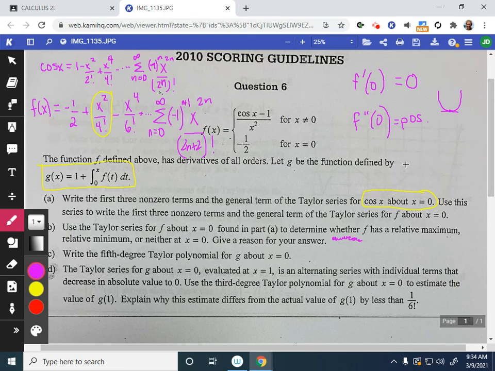All of that is 2 points. 1 point for telling that the first derivative must be 0. So at least you would get 1 point for that if that second derivative test is something that eluded you.